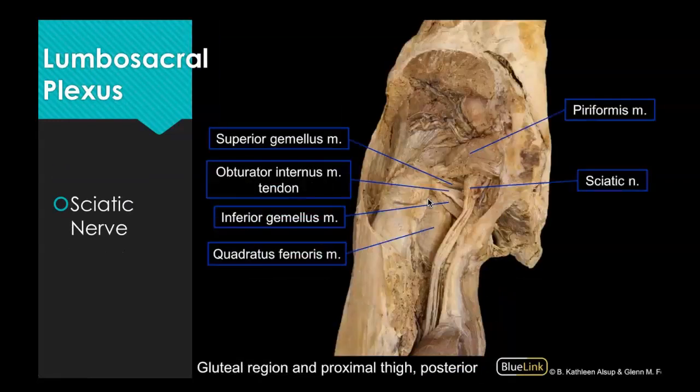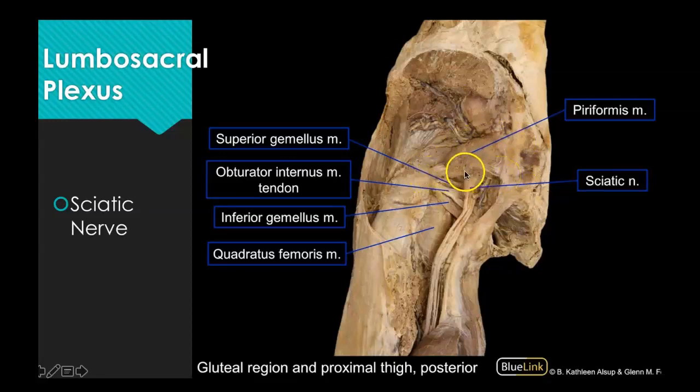Now let's look at some of the branches from your sacral plexus. We have your sciatic nerve here, and the best way to find this is to look at a posterior view of the thigh and the gluteal region, which is what we're looking at. Once we move away the gluteal muscles, specifically gluteus maximus, we are able to see this small muscle called the piriformis, which means pear-shaped. So you can kind of see the pear shape of this muscle here.